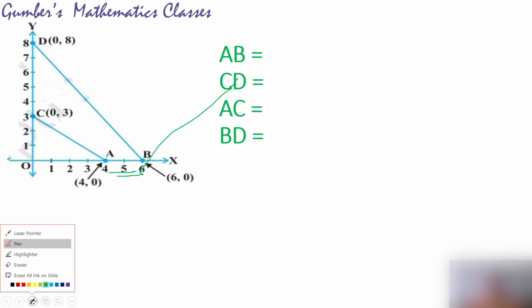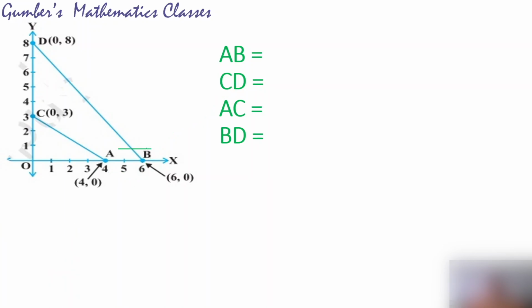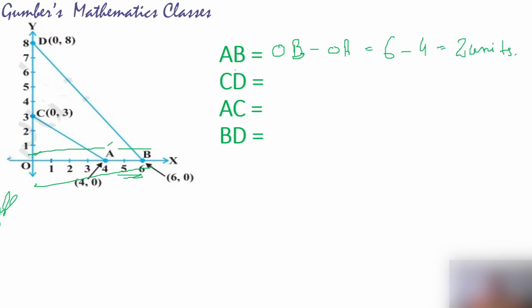The distance AB is equal to OB, the distance of point B from the origin, minus OA, the distance from the same point O to A. This OB is equal to 6 units and OA is equal to 4 units. So 6 minus 4, that is equal to 2 units is the distance between points A and B.